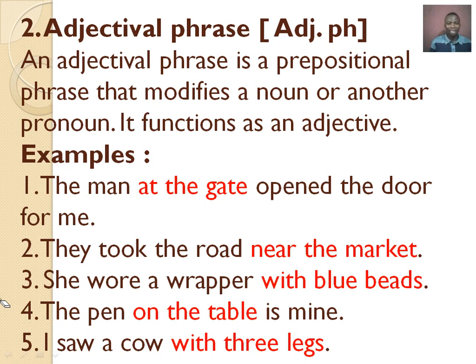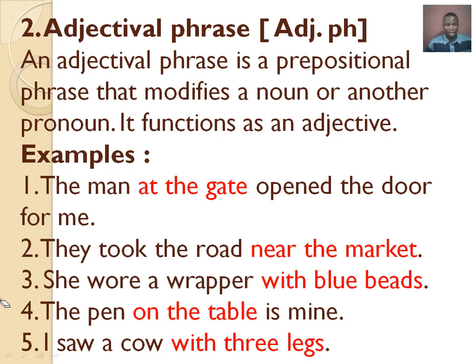The man at the gate. At the gate is an adjectival phrase that qualifies the noun man, or the noun phrase the man. It gives us information about which man opened the gate for me. Noun phrases answer the questions who and what, but adjectival phrases answer the question which. You can say, which of the men opened the door for you?